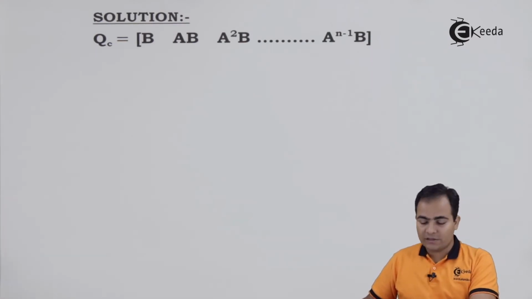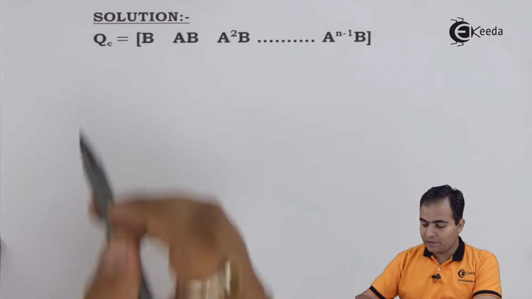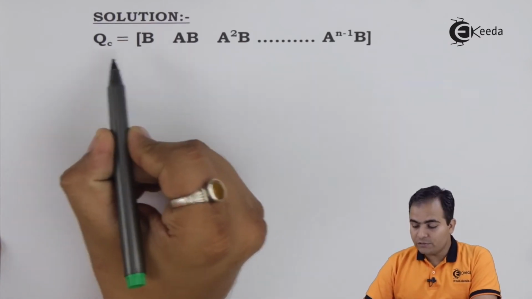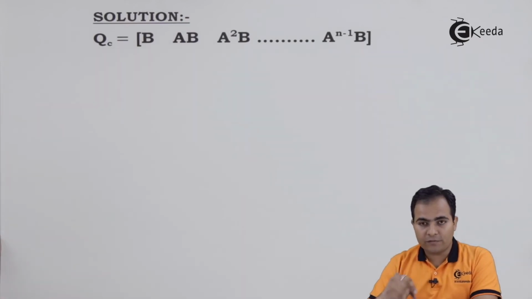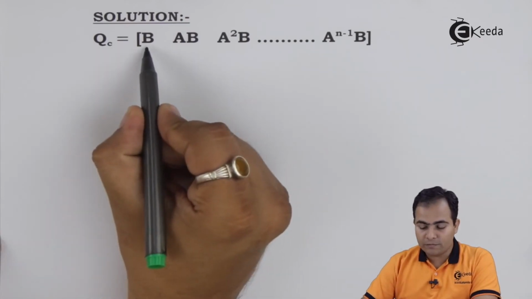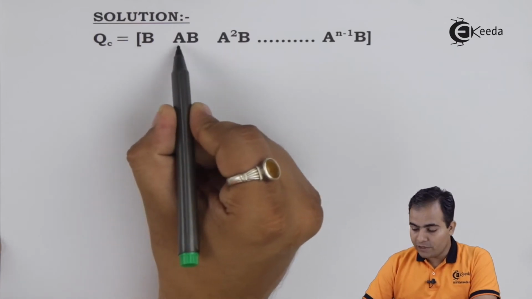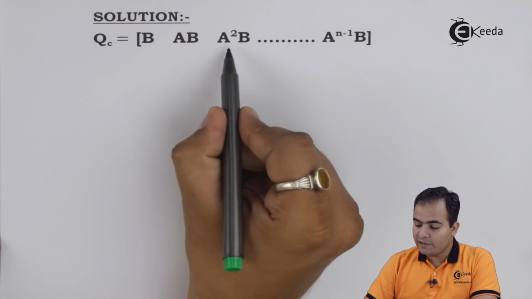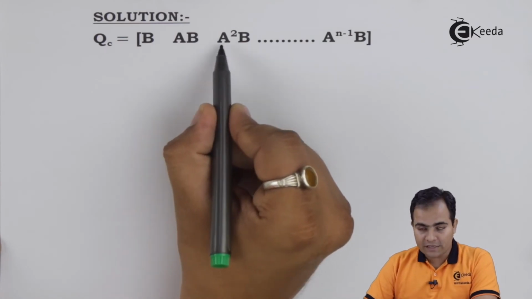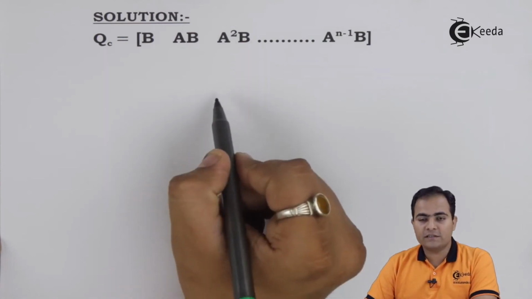So there is one formula that we have studied in the last numerical also. QC is equal to, well, here we are going to substitute all the values but column-wise. Basically, this is the column which is of B. Then we'll multiply A and B and you will get the answer in a single column. Similarly, we are going to multiply B with A square. Again, you will get the answer in a single column.